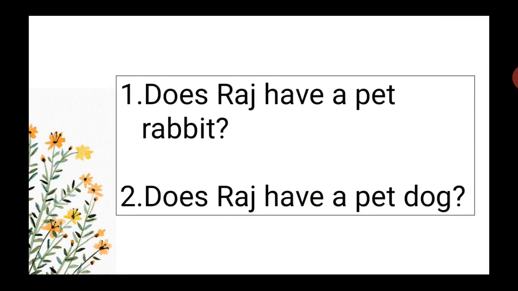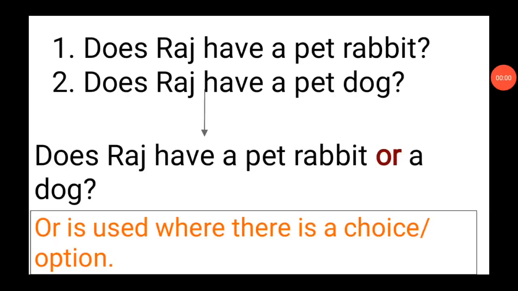Does Raj have a pet rabbit? Does Raj have a pet dog? As you can see, again there are two sentences. What we need to do is, we need to join these two sentences using a connector. So which connector is to be used here? This we need to think. Does Raj have a pet rabbit? Does Raj have a pet dog? So this will be changed to one single sentence and we will use a connector here, which is or. So the sentence has become, does Raj have a pet rabbit or a dog?